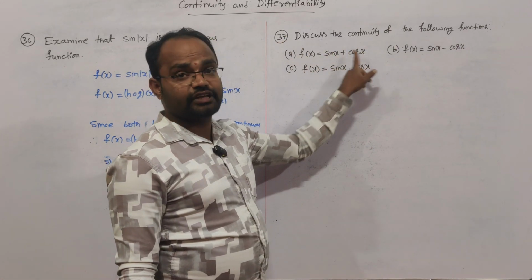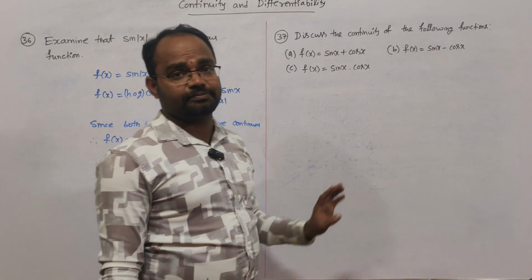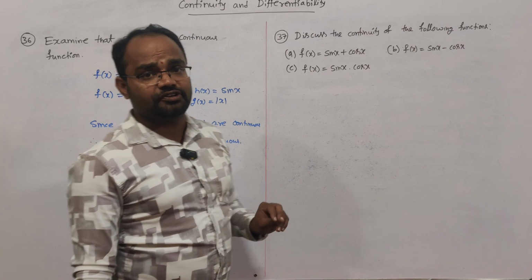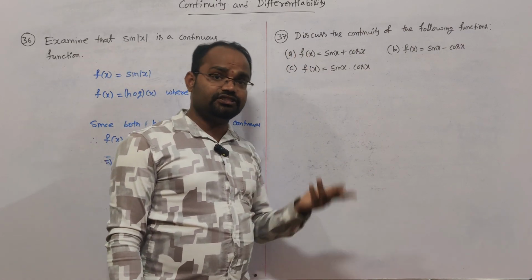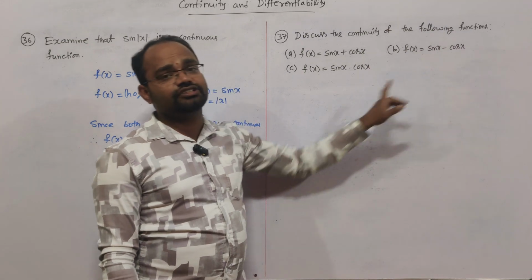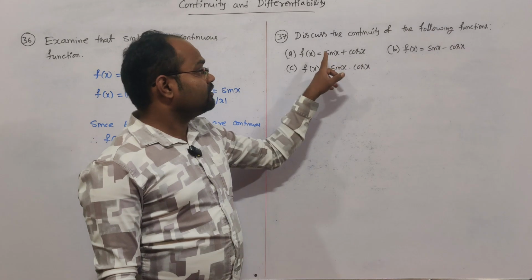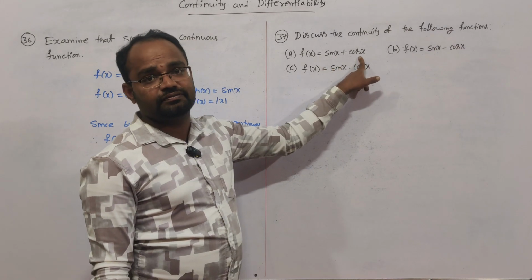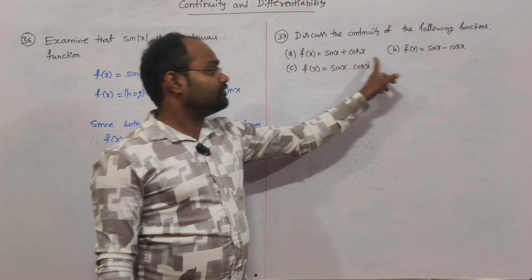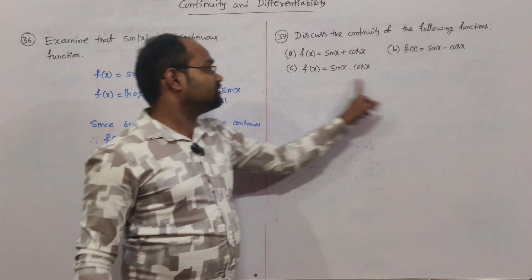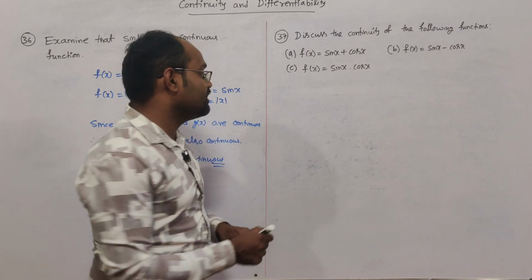f of x is equal to sin x plus cos x, sin x minus cos x, sin x into cos x. In the algebra of continuous functions we have learned that if f and g are continuous, f plus g is continuous, f minus g is continuous, f into g is also continuous. So therefore, since sin and cos are continuous functions, this function will become continuous, this will also become continuous, this will also become continuous. We just have to give the reason and write.